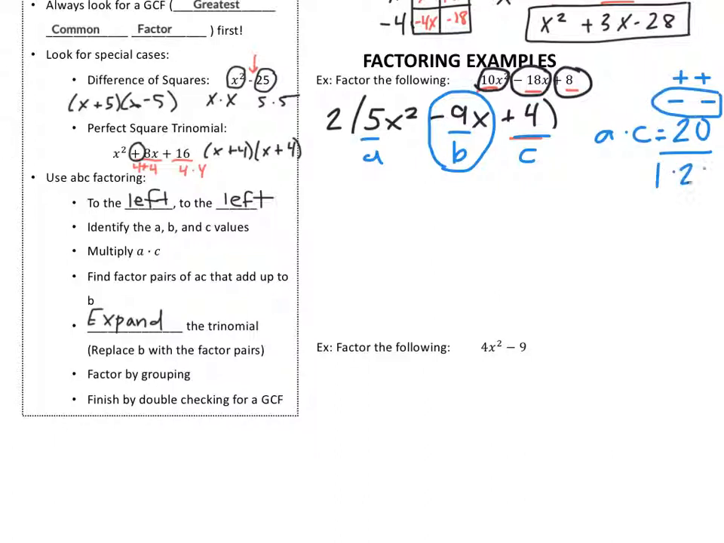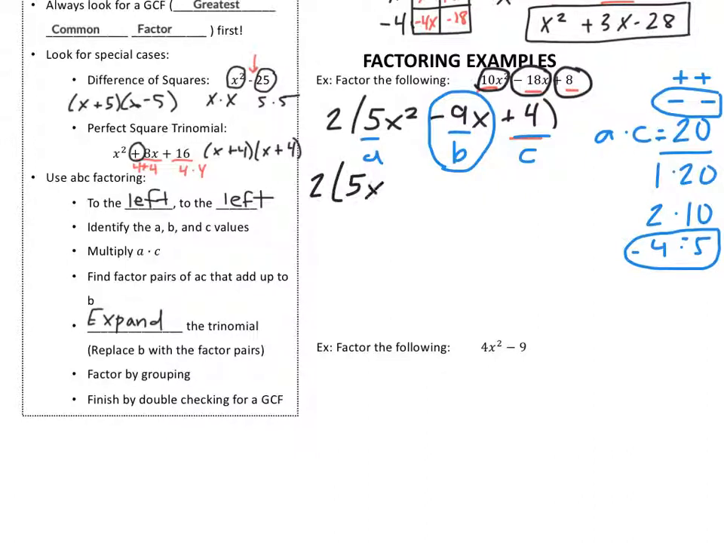So now we're going to find our factor pairs of 20: 1 times 20, 2 times 10, and 4 times 5. If we had both of these negative, negative 4 plus negative 5 would get us negative 9, so that's going to be our factor pair that we're going to use. So we are going to now rewrite this trinomial and expand it.